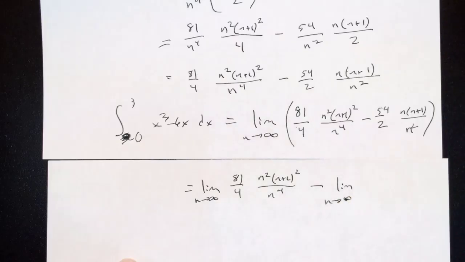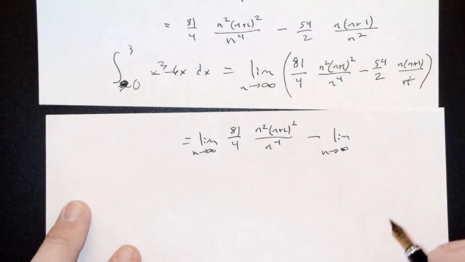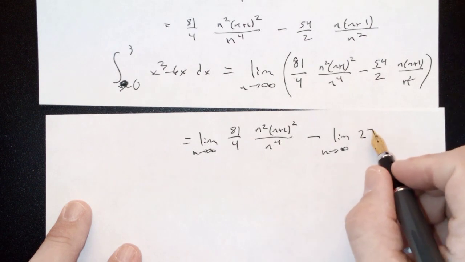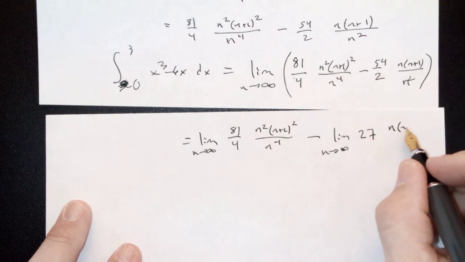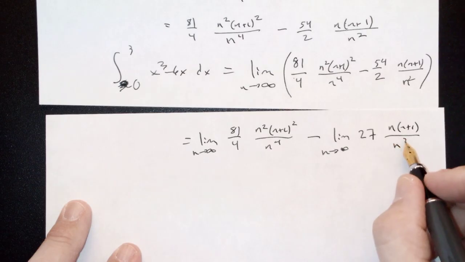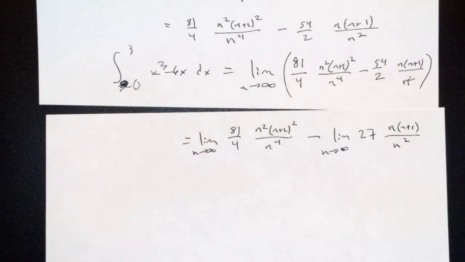Hey, wait a minute. What's 54 divided by 2? 54 is even. It's got to be divisible by 2. And when I have a limit, I can take numbers that are inside the limit, outside the limit. Constants get pulled out.